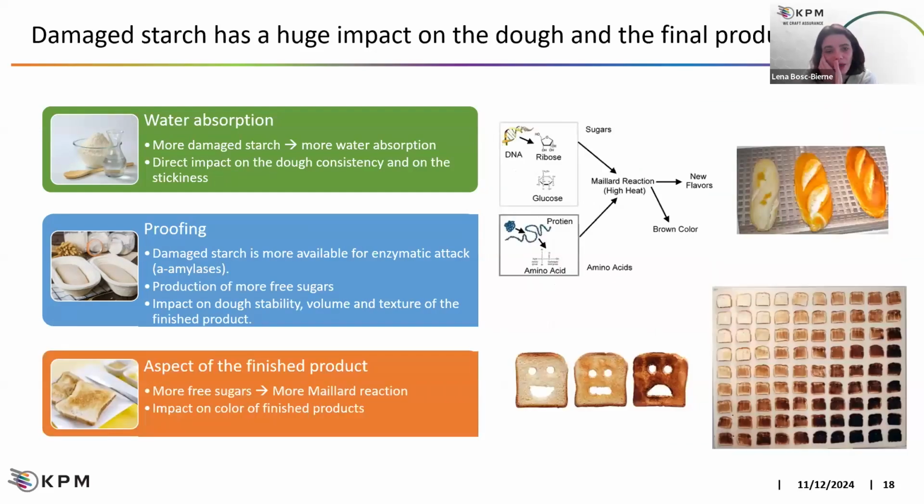And then it will also impact the final product characteristics. Because we have produced more free sugars, if this sugar is not consumed by the yeast, then it's available during baking. If you have more free sugars, that means more Maillard reaction, more caramelization, and that means that the color of the final product will be browner.